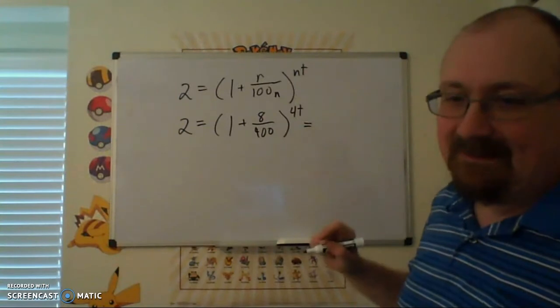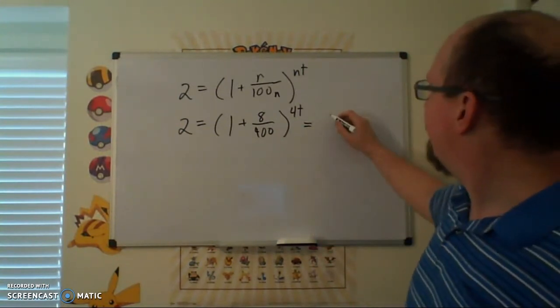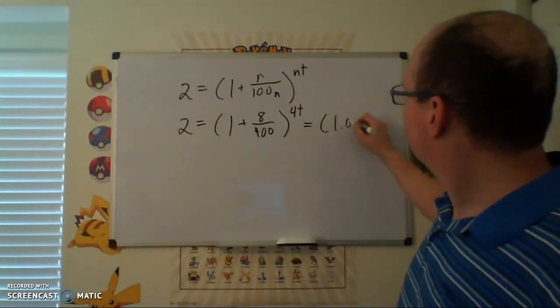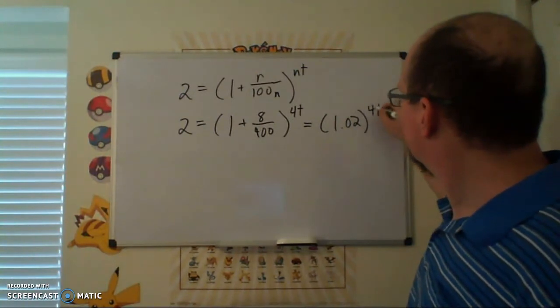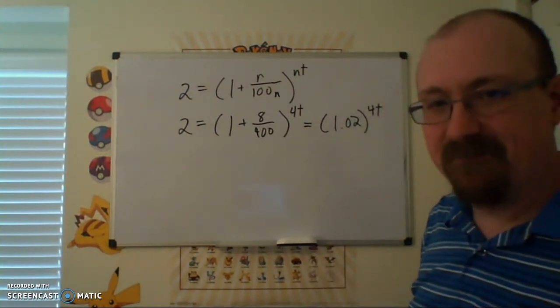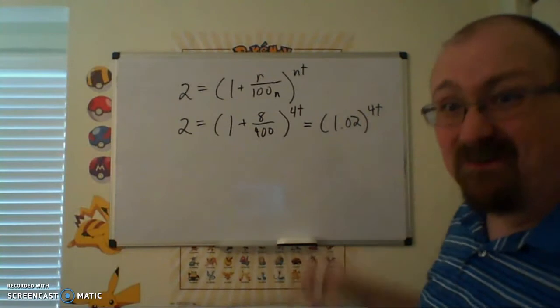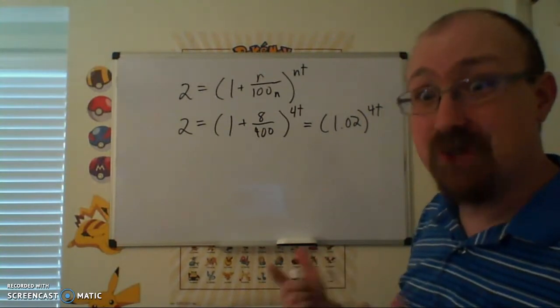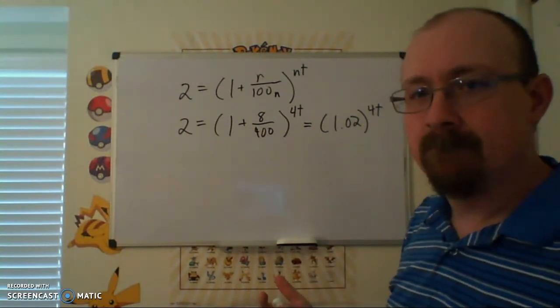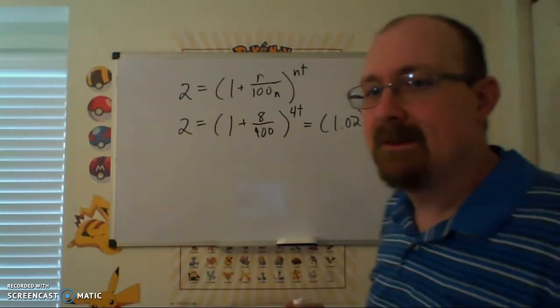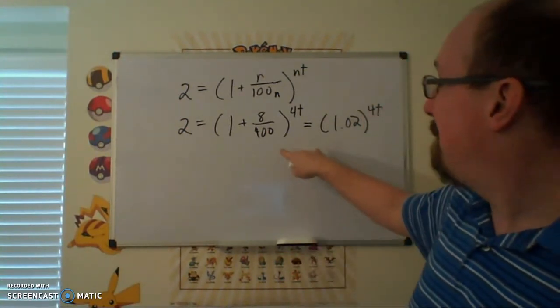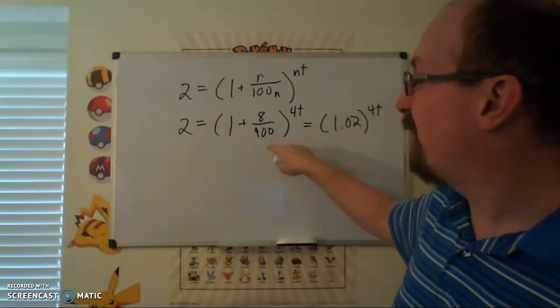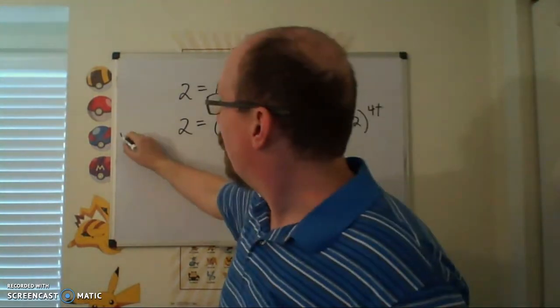So if I clean that stuff up in there, I'm going to have 1.02 to the 4t. And t is what we're after, the time frame it's going to take our investment to double from whatever we started with. So now I'm going to come back. This looks like the thing we started with at the very beginning, right?